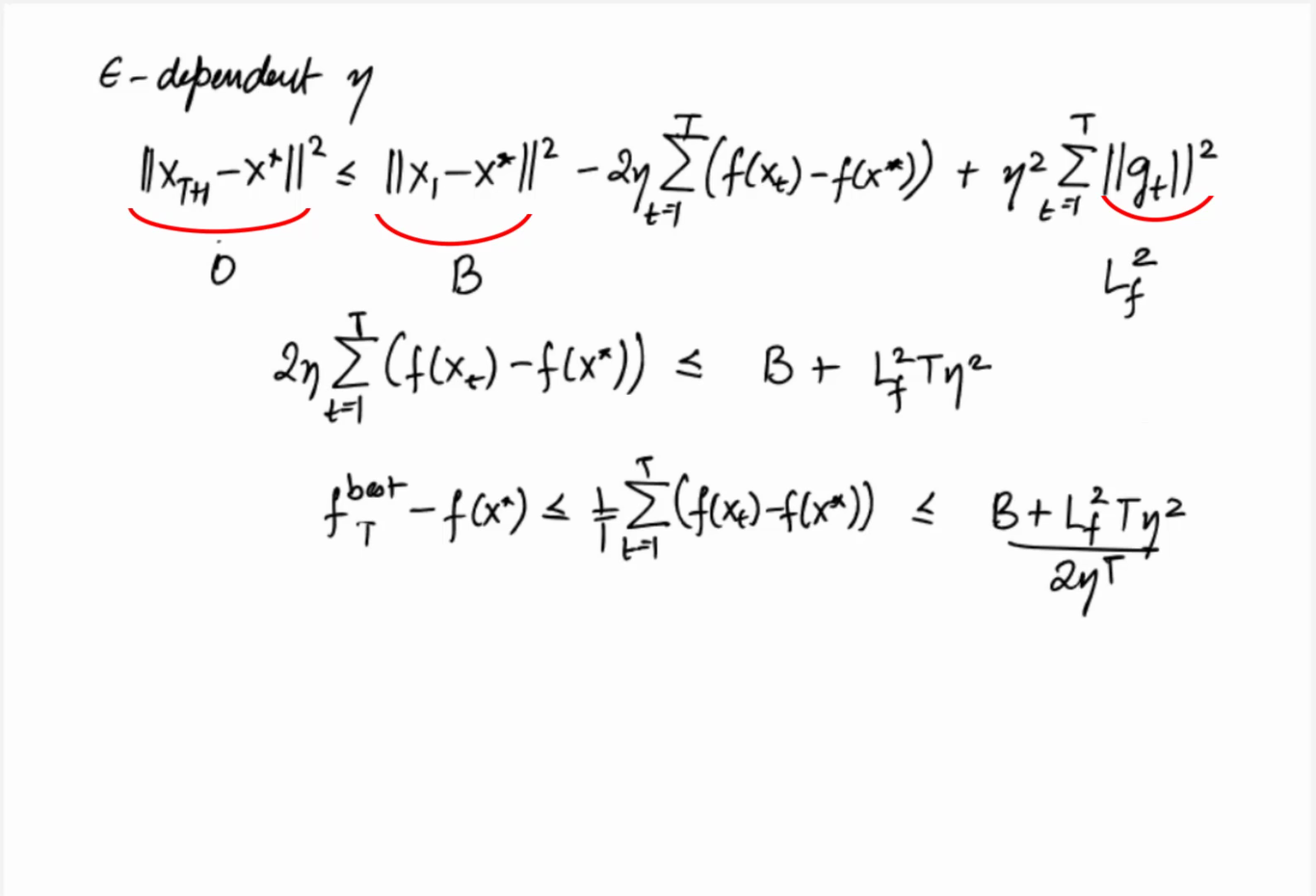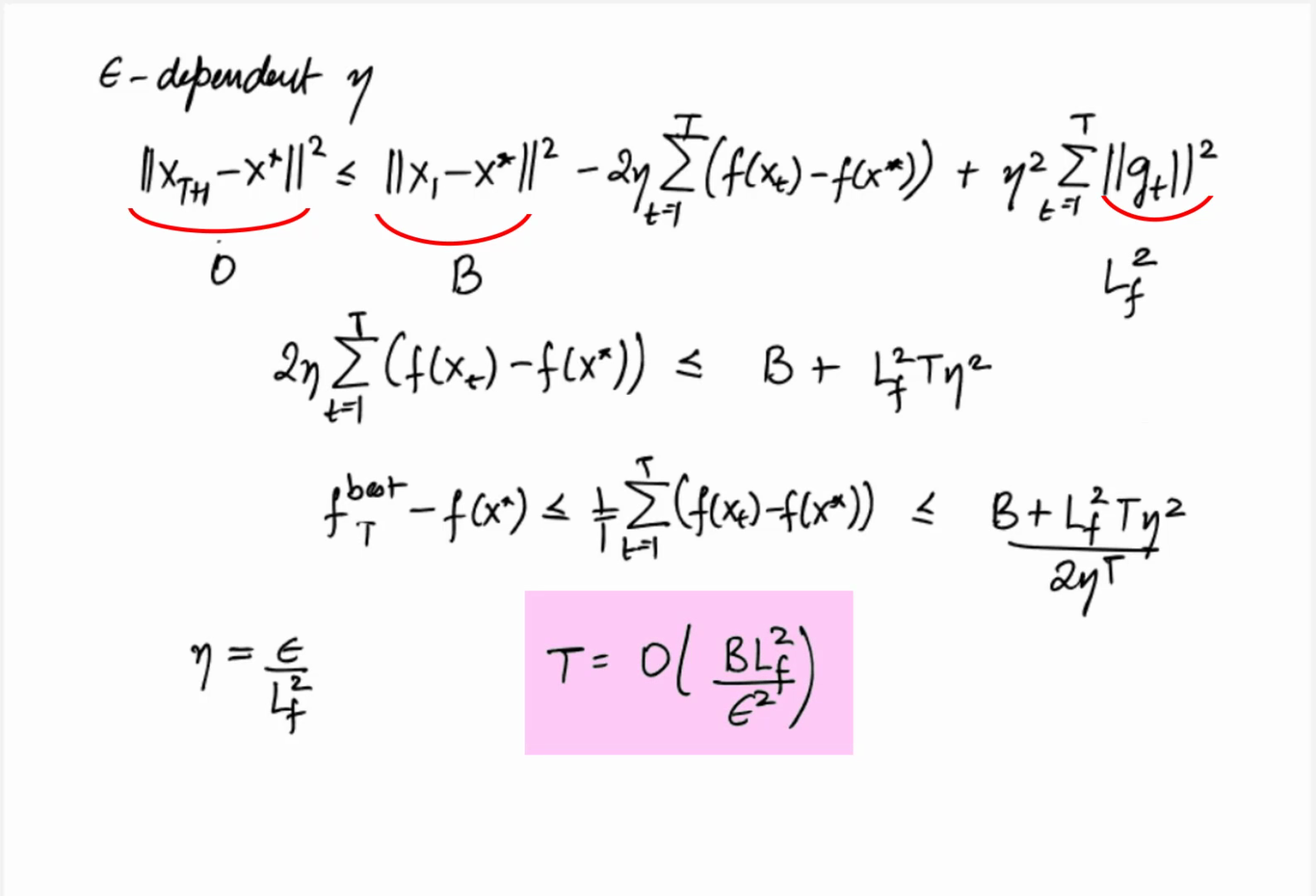To get the oracle complexity bound, we need to equate this to epsilon. As we have already seen, there are two terms in the bound. Assuming that the two terms have equal contribution at the end, we can equate each of them to epsilon by 2, so that we obtain that eta equal to epsilon by L_f^2, and then T would be given by order of b L_f^2 by epsilon^2.